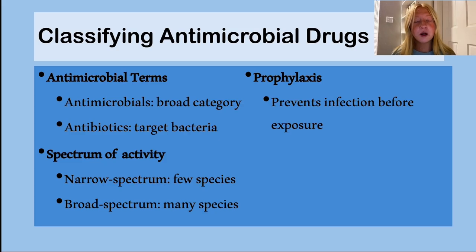Antimicrobial is a broad term, and antibiotics usually just target bacteria, whereas antimicrobials target bacteria, fungi, or viruses. And they are usually described as narrow spectrum or broad spectrum. Narrow spectrum ones are great for targeted infections, and broad spectrums kill a lot of different microbes. So broad spectrum kills many, but they also tend to mess with your normal microbiome. And prophylactic drugs are basically a way to prevent infection before the infection even happens.